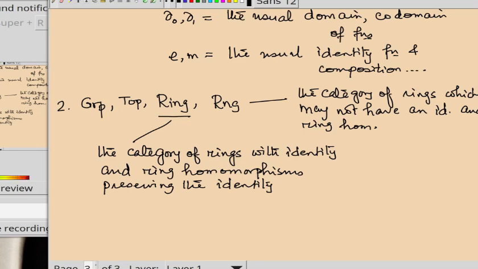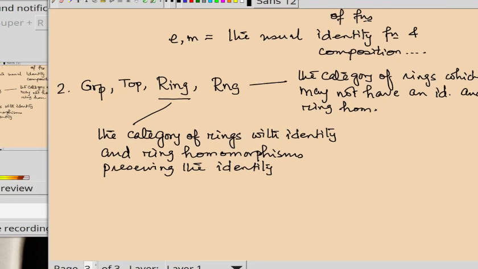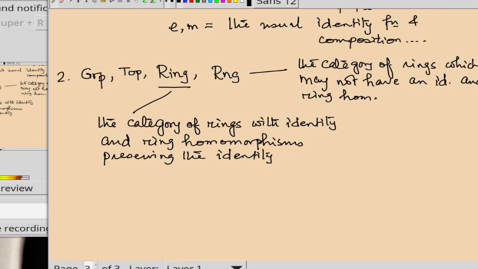Okay. Also, the morphisms are different in the sense, if we take integers, from integers to integers, the morphisms in Rng and the morphisms in Ring are different. Okay, so let's keep this as an exercise.